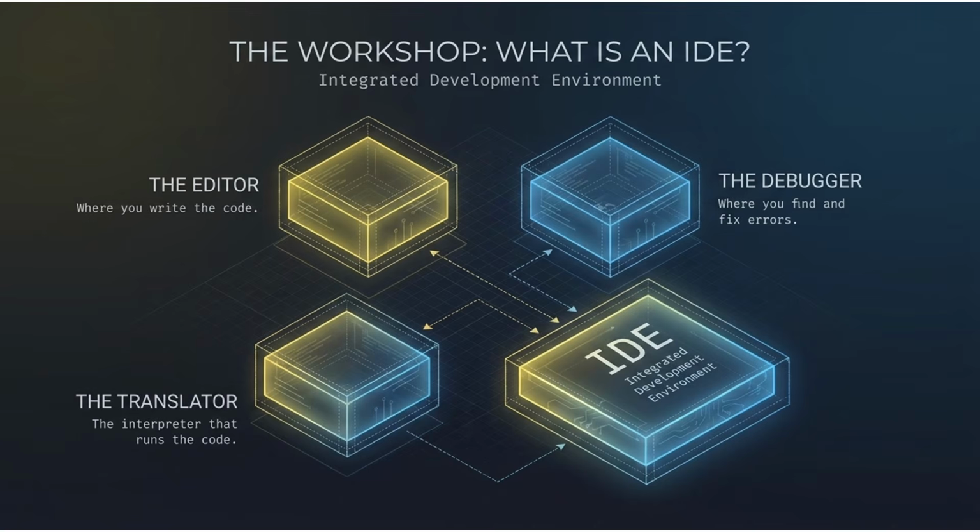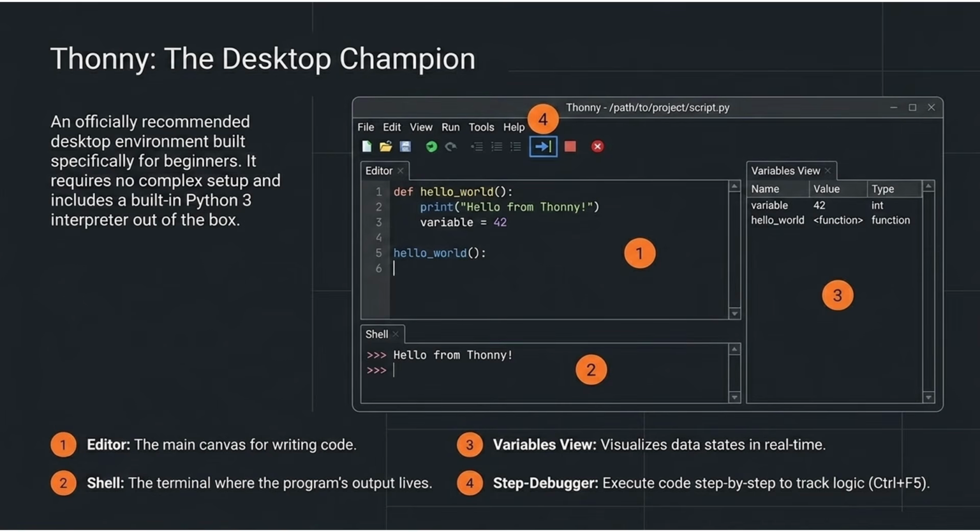To get you started right away, let's compare two highly recommended environments for beginners, Thonny and Trinket. Thonny is a dedicated desktop application. You install it directly onto your Windows or Mac. It runs completely offline, uses the full official Python 3 interpreter, and it has an absolutely brilliant visual debugger that lets you see exactly how your variables are changing, step by step. It really is the ultimate deep learning environment.